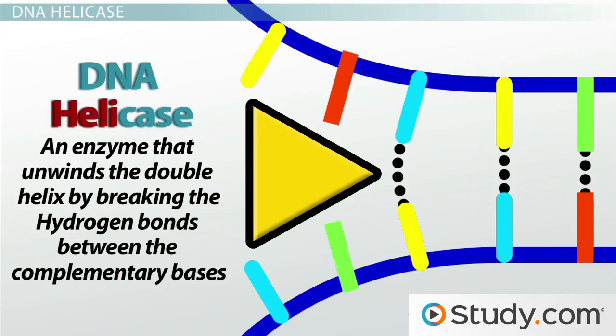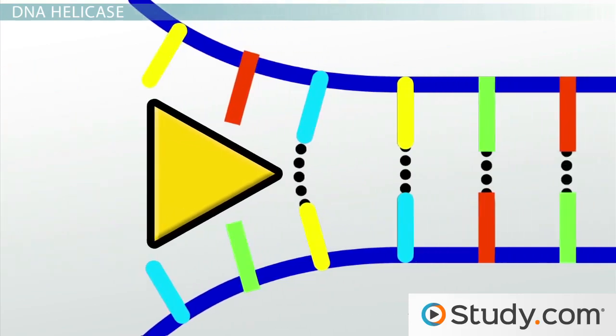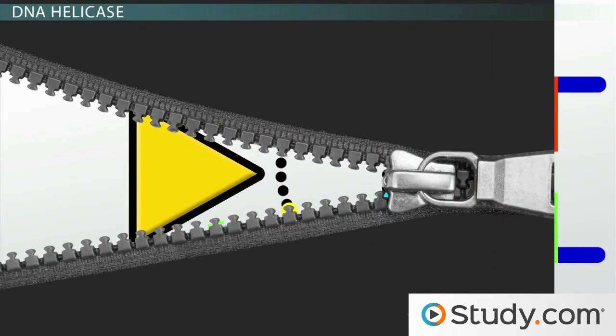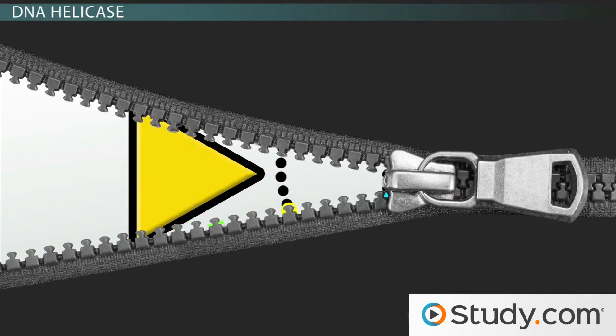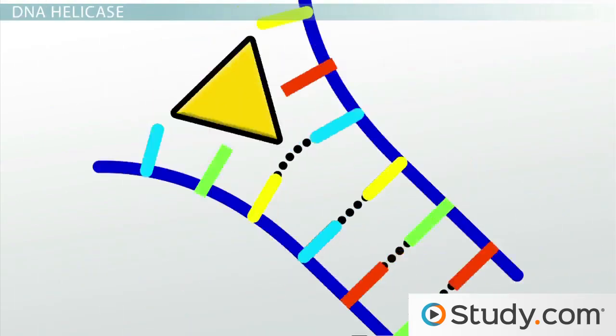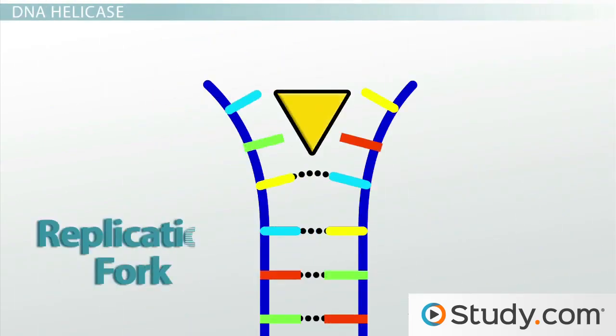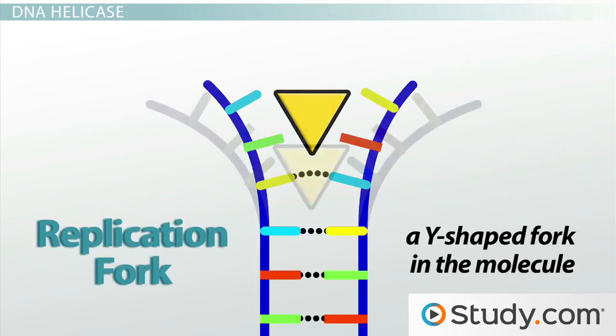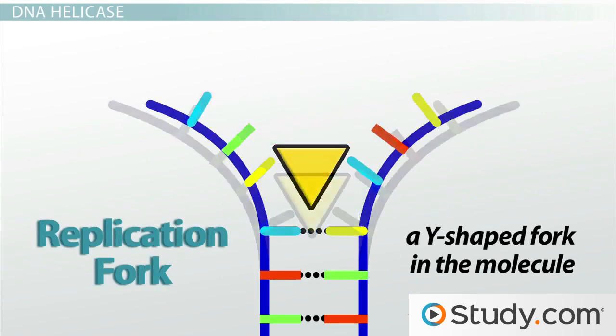You can imagine it sort of as a wedge that forces apart the two strands, just like the slider on a zipper wedges apart the two long rows of teeth. DNA helicase is responsible for taking apart our DNA double helix. Just like a zipper makes a Y shape with the two strands of teeth, the action of DNA helicase results in a Y-shaped fork in the molecule, which we call a replication fork.